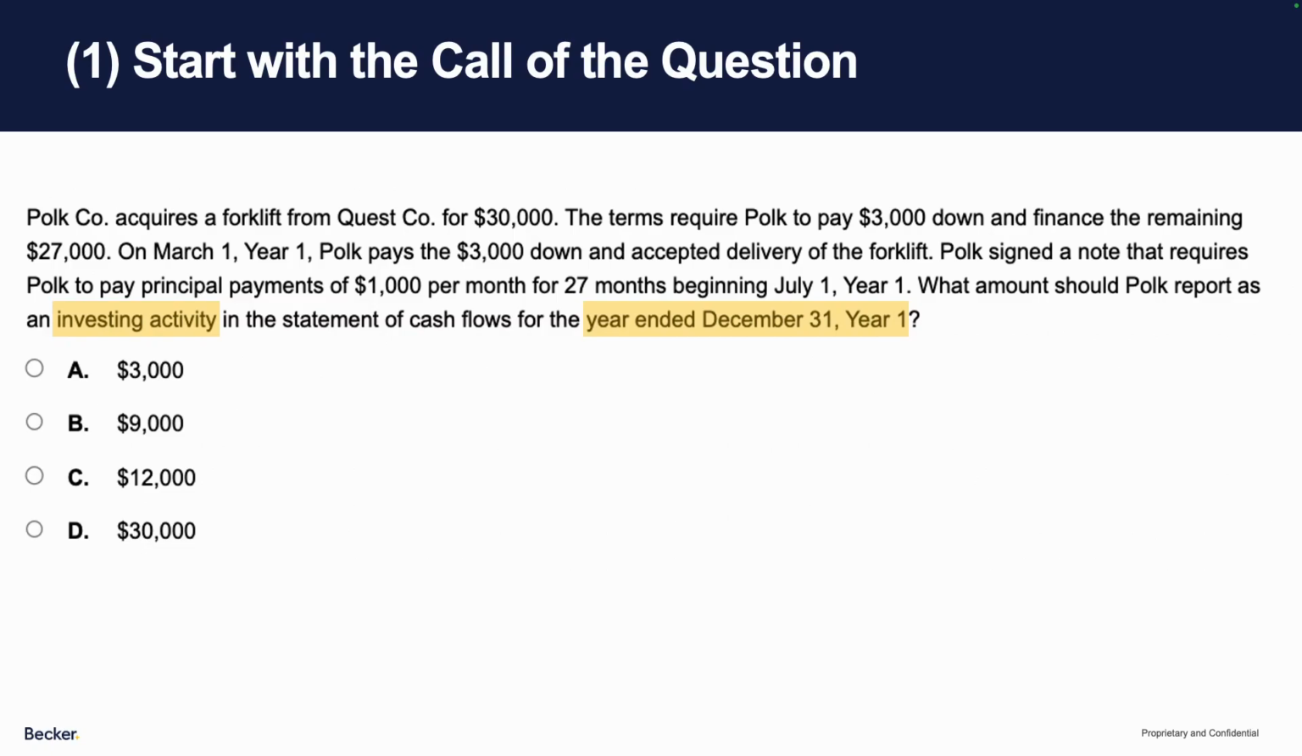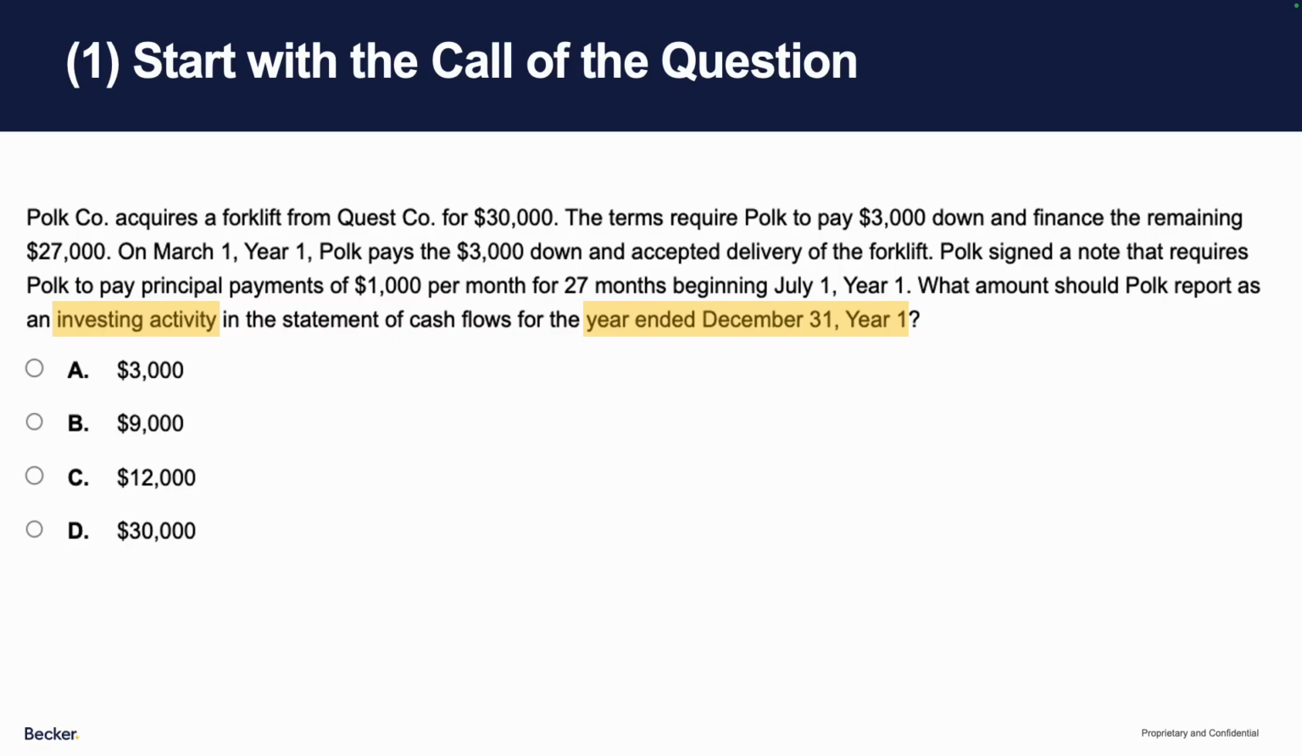Second, it mentions year one. Now, I don't know, having not read the rest of the question yet, but if they happen to give information about what's going to happen in year two or is happening in year two, I don't care. I'm worried about year one. The idea is that the call of the question is going to allow you to immediately narrow your focus and be able now, as you read the remainder of the question, to dismiss extraneous information.